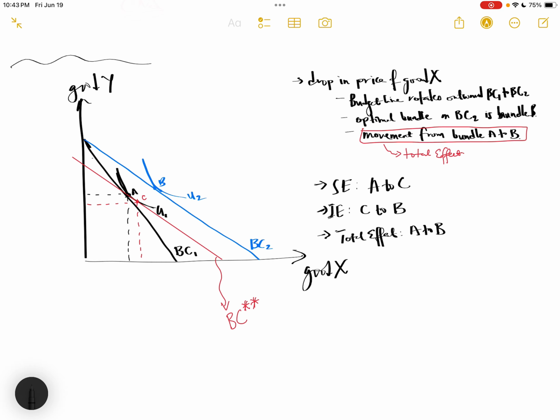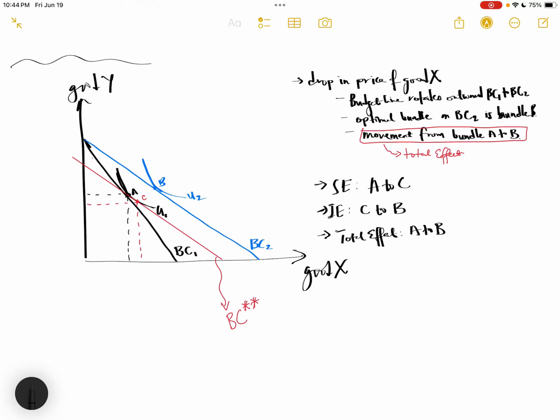So you can see that with the substitution effect, you consume more of good X and less of good Y, right? Because you are substituting away from the now relatively more expensive good to the now relatively cheaper good.